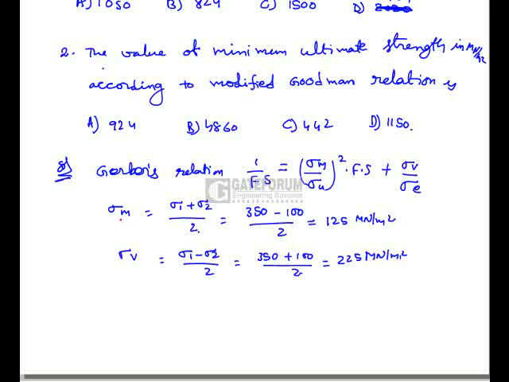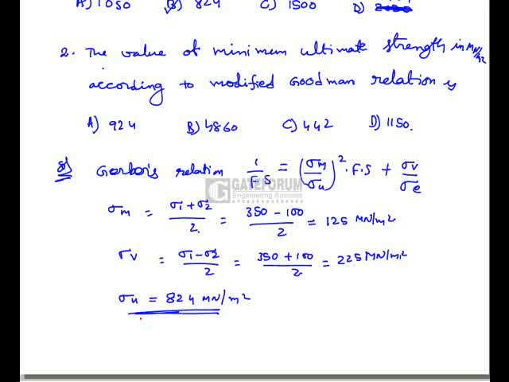One is mean stress and another one is variable stress. Sigma u we will have to find out, and sigma e is the endurance strength, which is equal to 0.5 times sigma u. Just substitute all these values, and we know the factor of safety is equal to 2. From this equation we can get the sigma u value, which is nearly equal to 824 meganewton per meter square. So according to Gerber's relation, sigma u is 824, and the right option is B.